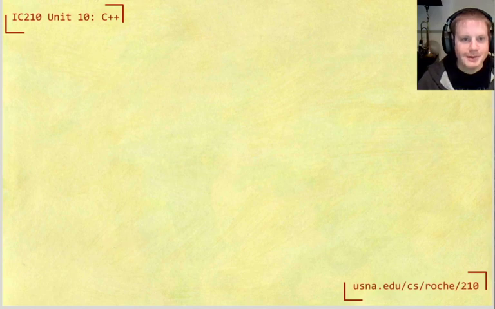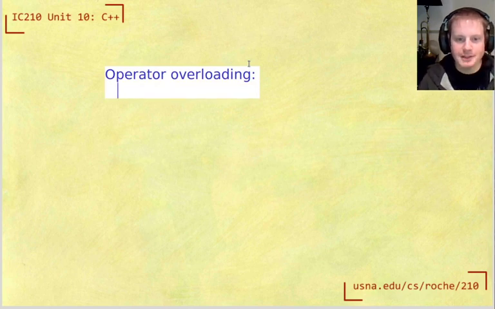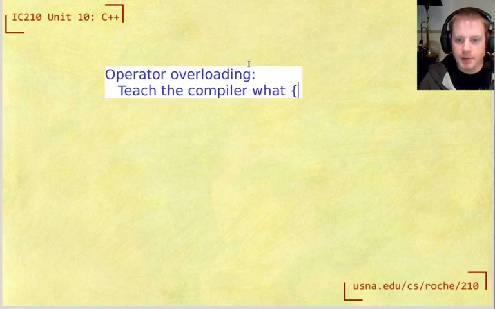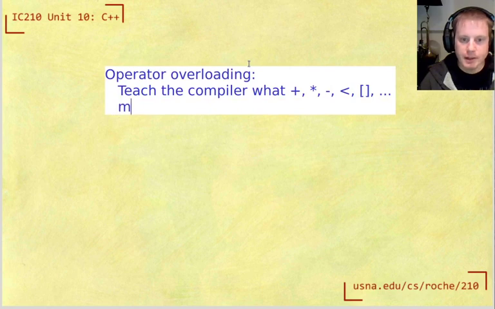Hi, everybody. So today we are going to learn about a new feature in C++, new to us, called operator overloading. So we learned about function overloading before, but what operator overloading is, we can teach the compiler what operators like plus, times, minus, less than, even like square brackets or crazy things like that, mean for our own types.